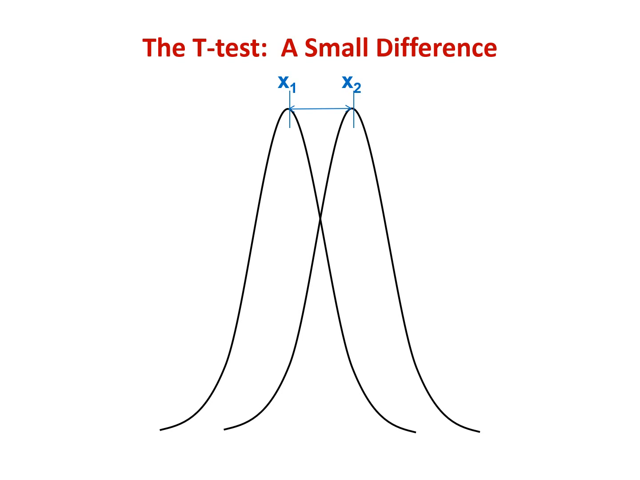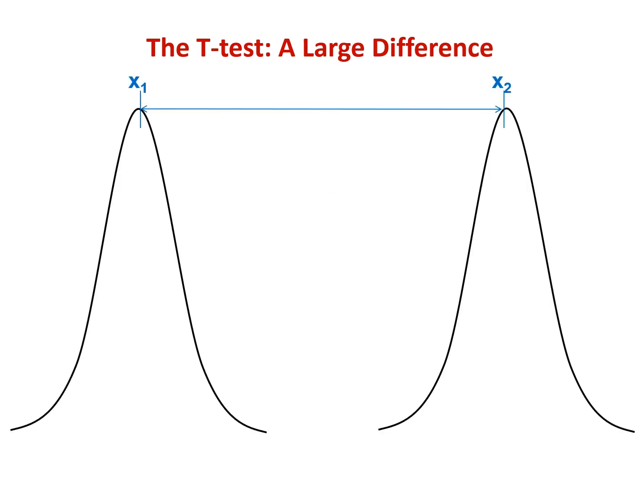Thus, the difference between the group means could be very small and even non-existent when the distance between the confidence intervals is small. Or there could be a large difference when the distance between the confidence intervals is large.